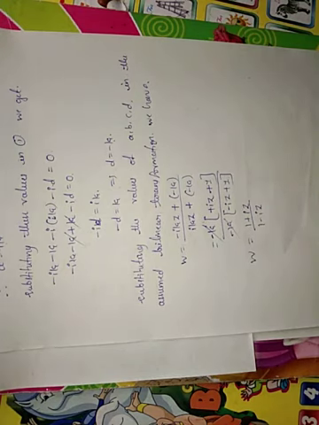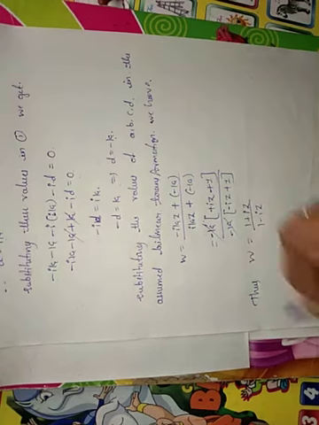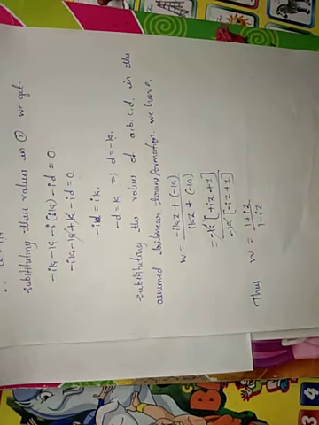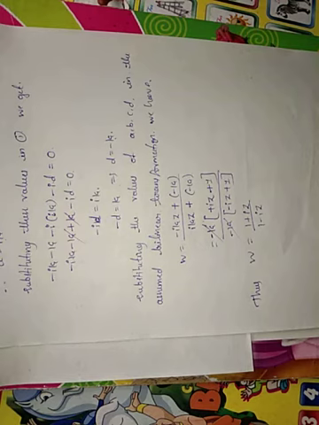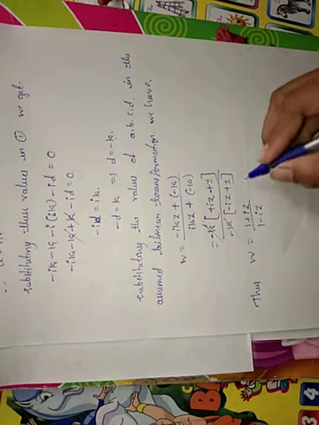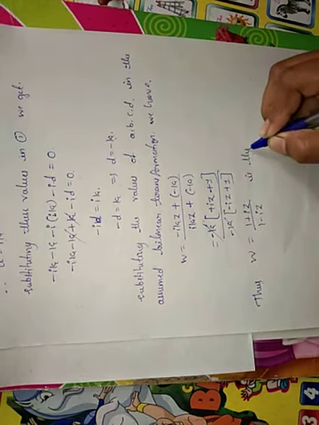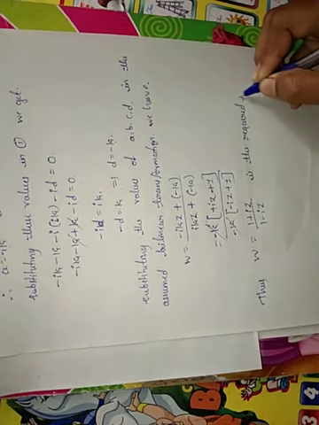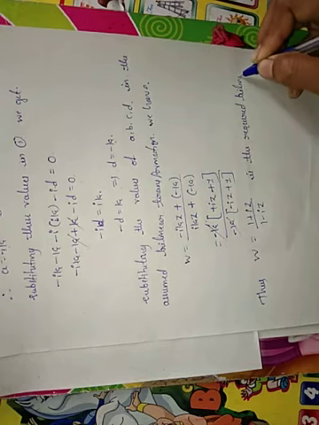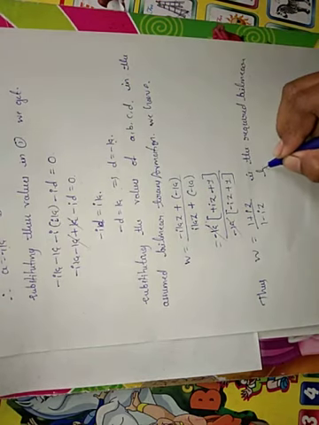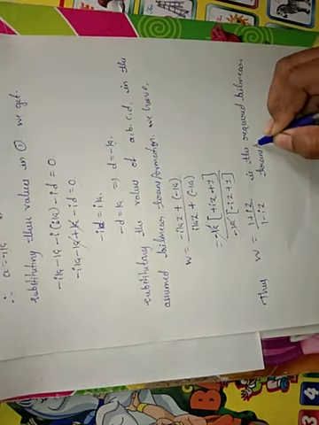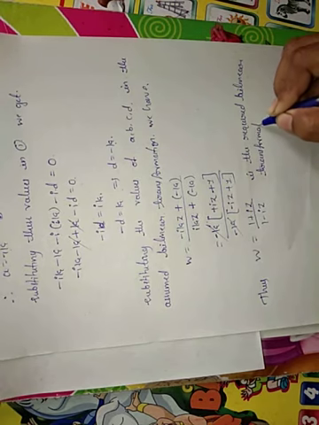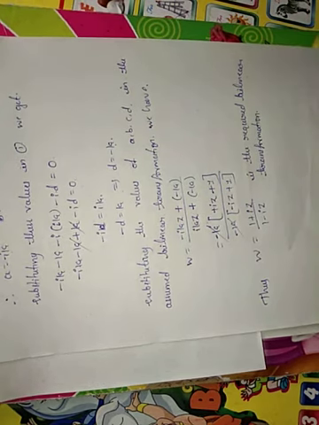So thus W equal to 1 plus iz divided by 1 minus iz is the required bilinear transformation.